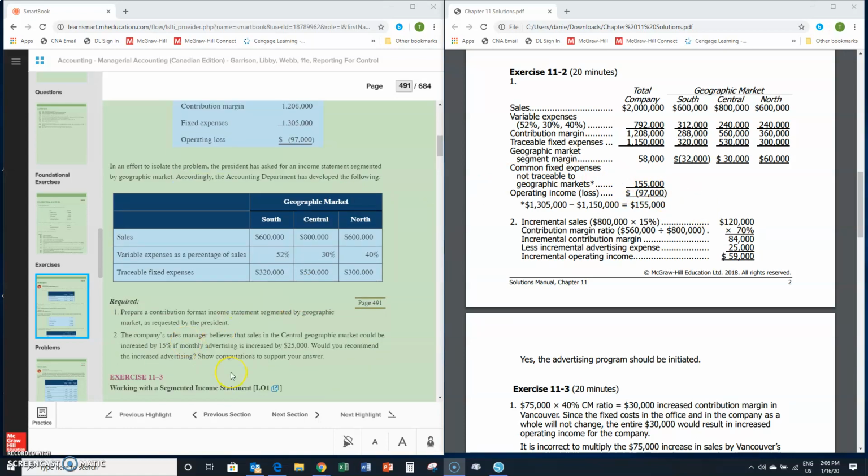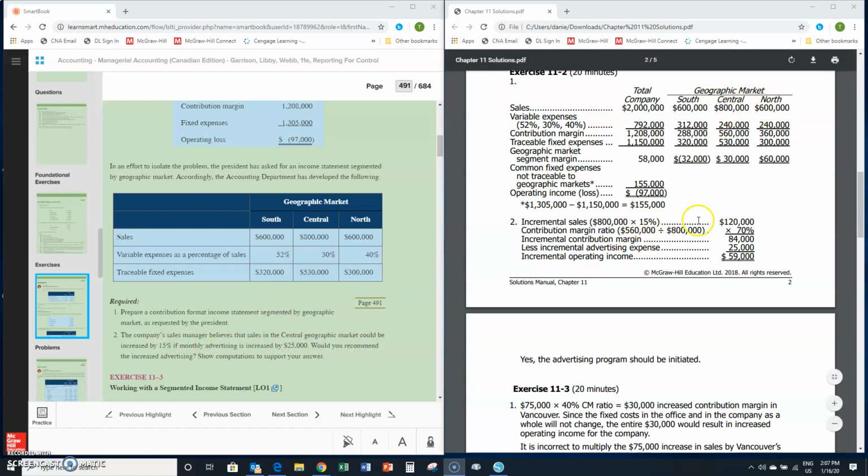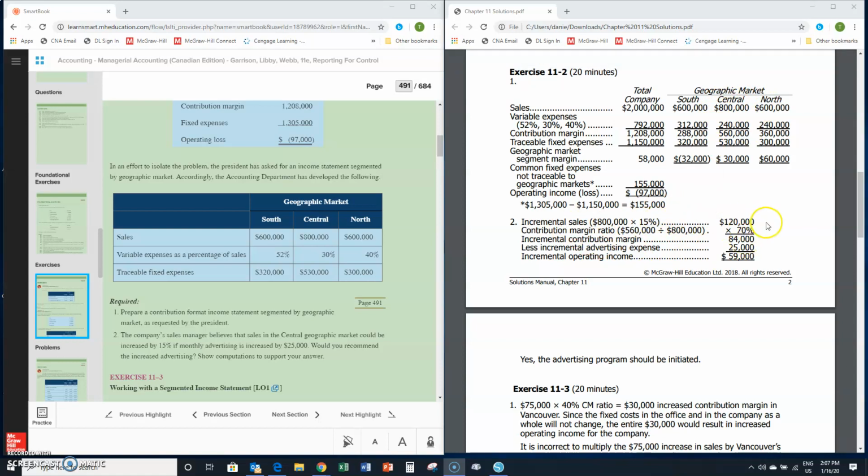Then, the company's sales manager believes that sales in the central geographic market could be increased by 15% if monthly advertising is increased by 25,000. Would you recommend that? So they believe that Central's sales could be increased by 15%. So Central's sales were 800,000. So 15% of that, 120,000. So they believe that the sales could increase by 120,000.